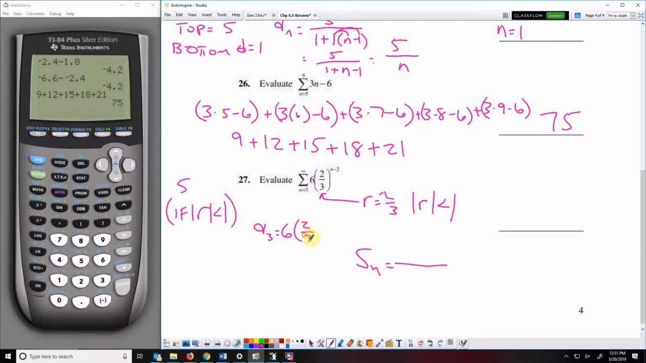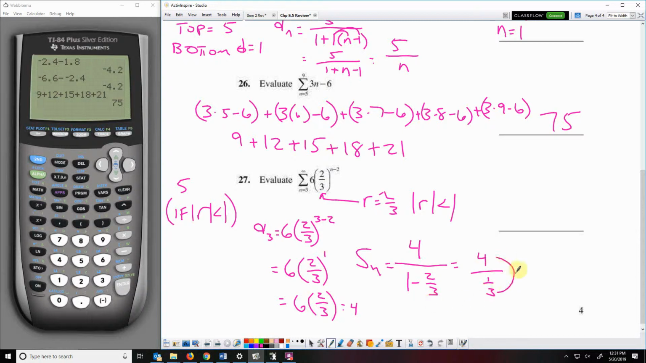6 times 2 thirds to the 3 minus 2 power. So that's 6 times 2/3 to the first power, which is 6 times 2/3. And 6 times 2 is 12, divided by 3 is 4. So the first term in our series is 4. And that goes over 1 minus r, which is 1 minus 2/3. So it's 4 over 1/3. Outer loop is 12, and that's 4 over 1, so the inner loop is 1. So the sum is 12.